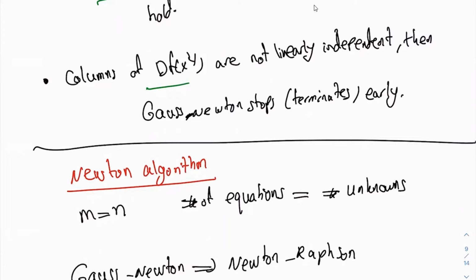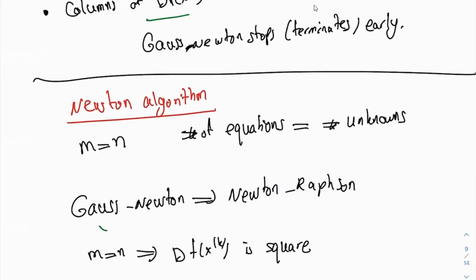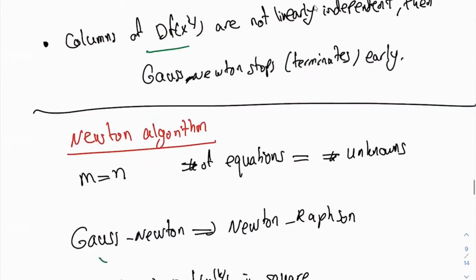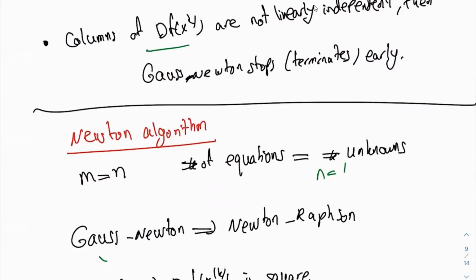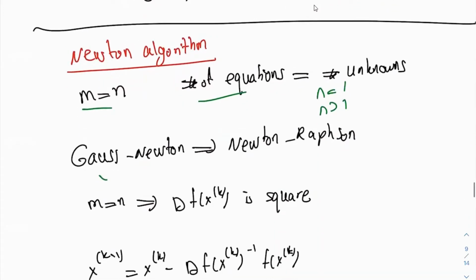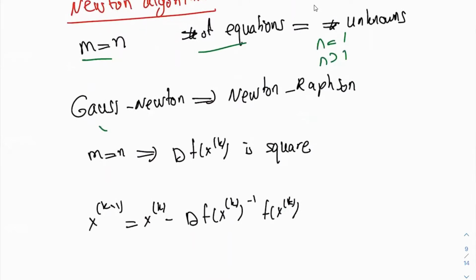Then the next group of people were Newton-Raphson. What they did is that they just did it for a special case, m equal to n. So I said Gauss-Newton, then it became Newton-Raphson. Newton did it for n equal to 1, and Raphson did it for n greater than 1. So in general, they did it for m equal to n, where the number of equations and the number of unknowns are the same. Okay, so the idea, the atomic criterion, everything is the same.